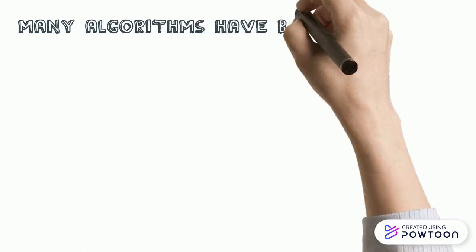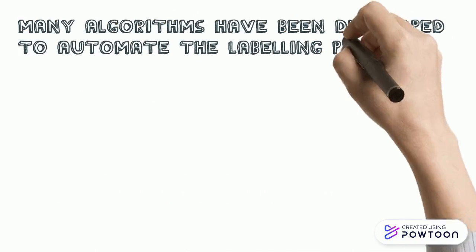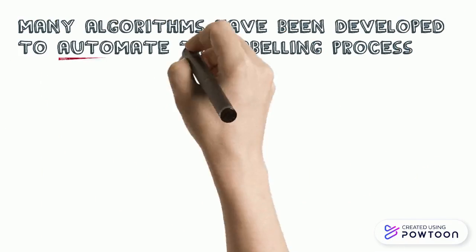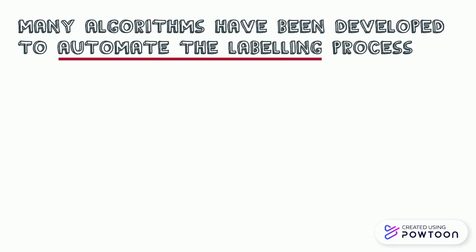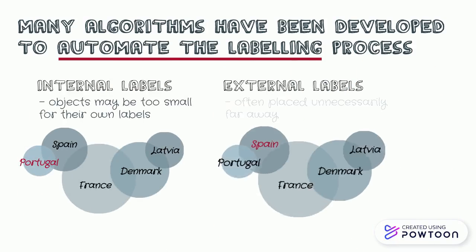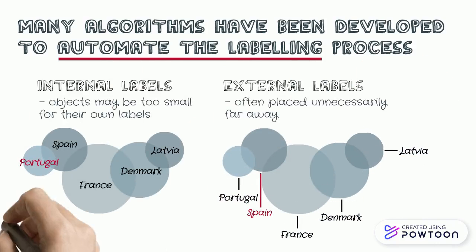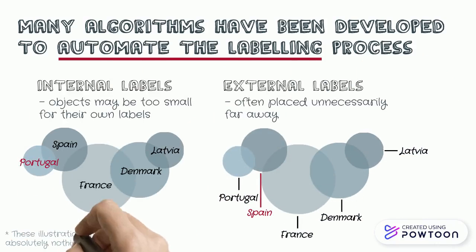It is not surprising, then, that many algorithms have been developed to automate the labeling process, which have achieved, well, moderate degrees of success. Most of these algorithms are very limitative because they exclusively use either internal labels or external labels. Some use both types, the mixed labeling algorithms, but the labels often overlap.